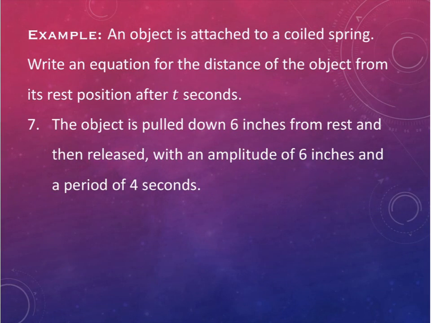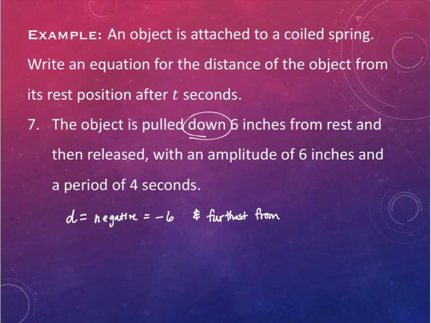So to start with, our d is actually a negative value. The reason it's negative is because it says it's pulled down. So it's starting with a downward pull, and it's pulled downward 6. So the D is -6. And that's when it's furthest from its resting position. So that D is actually the same as what our A is being called. Our A, our amplitude, is how far away we are. So A is -6.